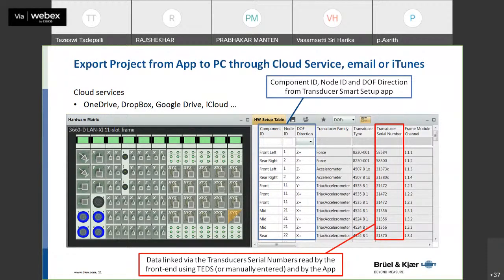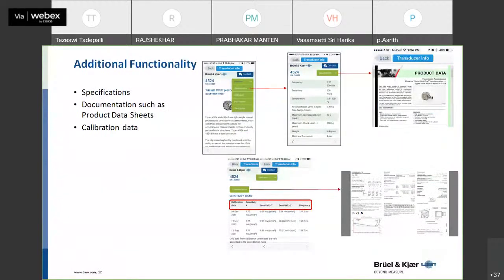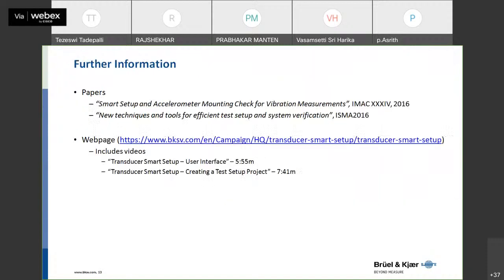So as you can see, with that TEDS number, when the accelerometer is TEDS, the sensitivity of the accelerometer is directly read into the system. The serial number is read, so that makes it for records purposes also very easy. So these are some videos, so I will skip that.